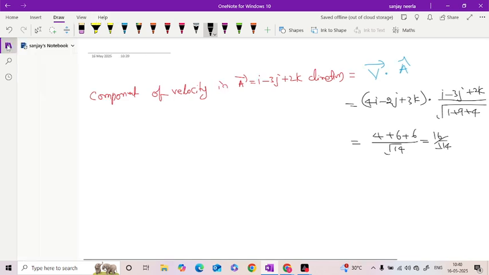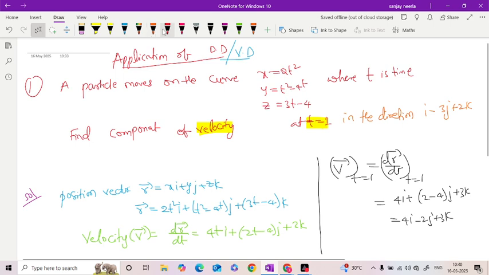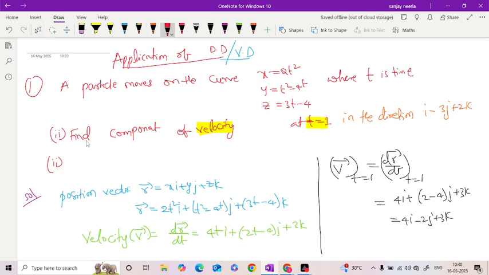Similarly, one more question I want to add in this one. So that is the first question. The second question is: also find the acceleration, also find the component of acceleration at the point t is equal to 1 in the same direction i minus 3j plus 2k.